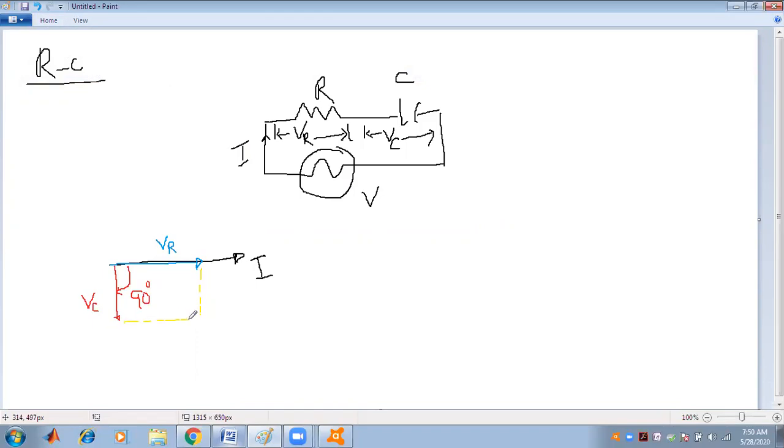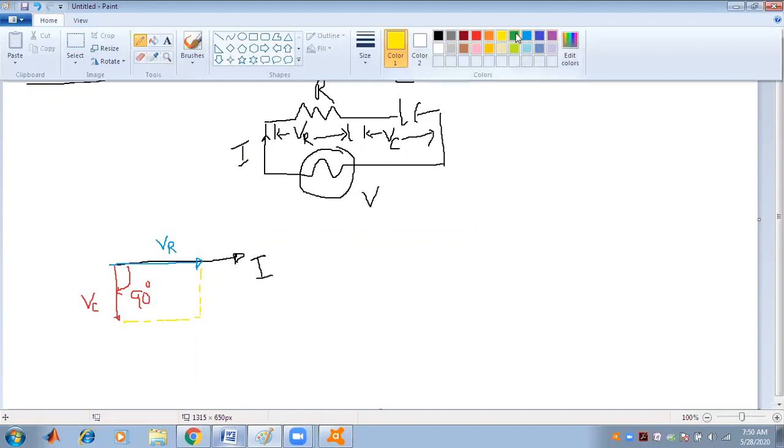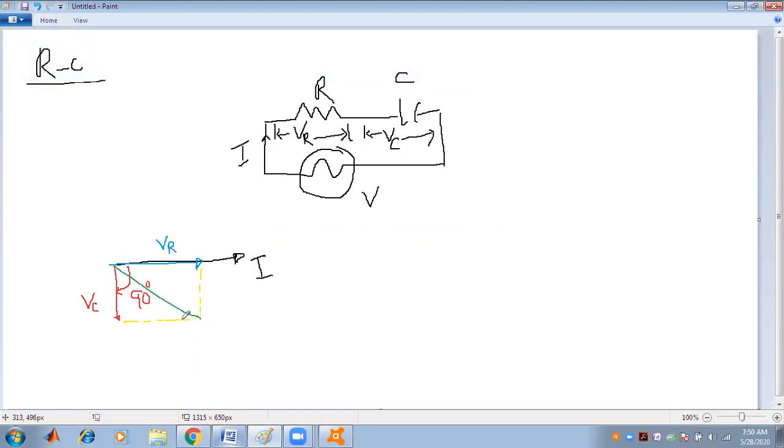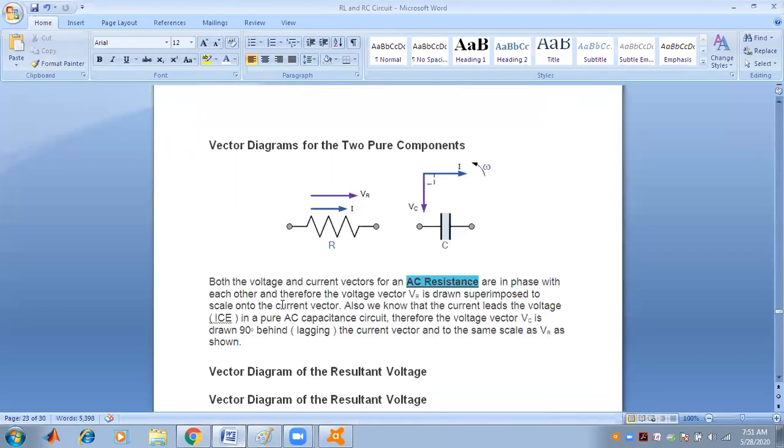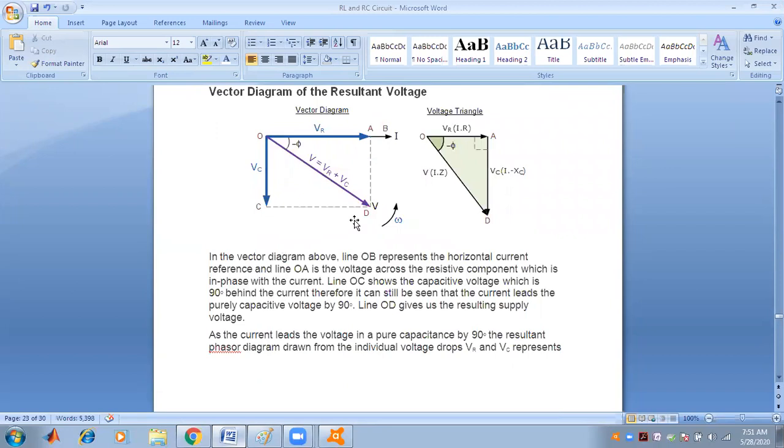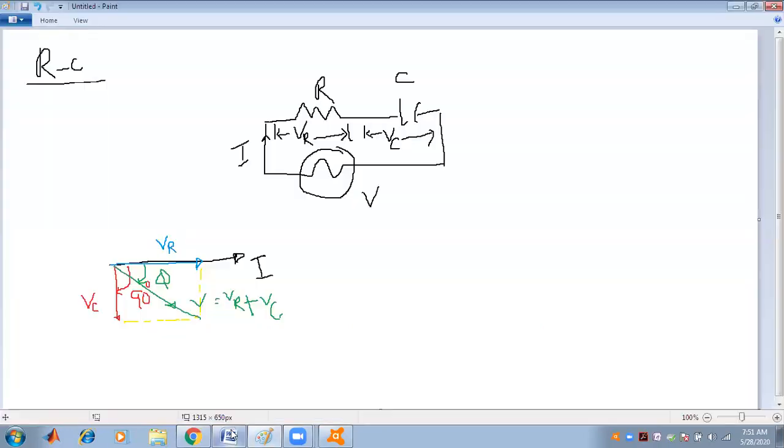So we will find the value of the equivalent voltage, V. V equal to the vector expression of VR plus VC. The resultant voltage V is lagging the current by some angle phi. In the case of the inductor we saw the resultant voltage leading by some angle phi, but in the case of the capacitor, it is lagging by some angle phi. We have already done this portion. The voltage triangle and the impedance triangle can easily be drawn.